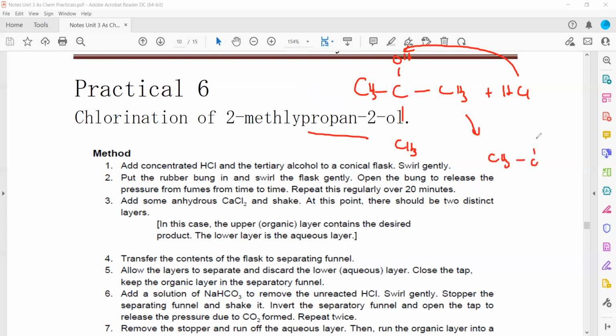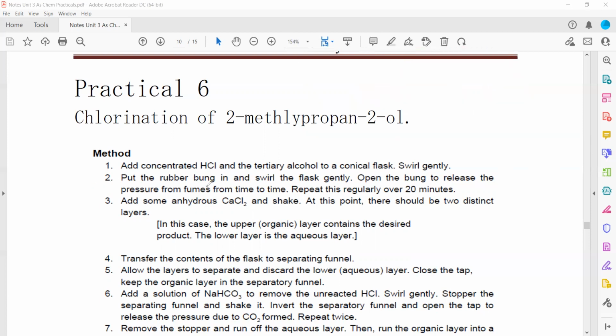So CH3, CH3, CH3, Cl, CH3 and CH3, plus H and OH, so it will produce H2O. So we add hydrochloric acid, but a concentrated hydrochloric acid. We swirl the mixture gently. Then we place a bung and swirl the mixture again, and we open the bung from time to time to release the vapor pressure and repeat it for 20 minutes.